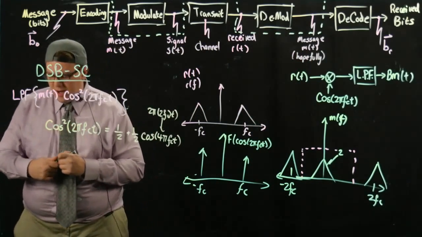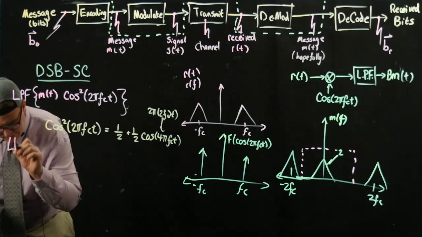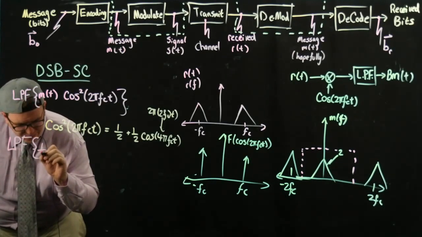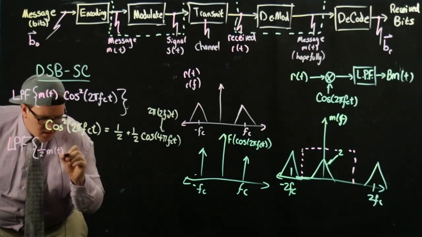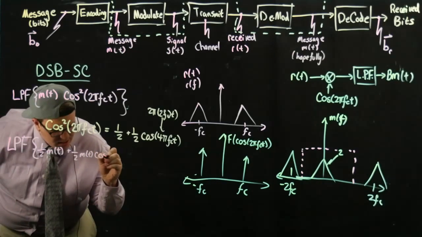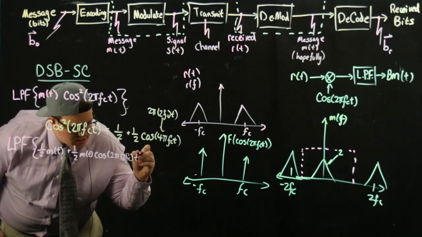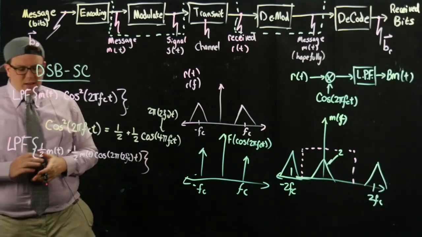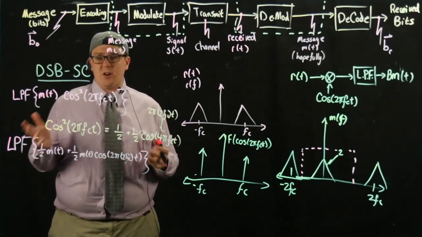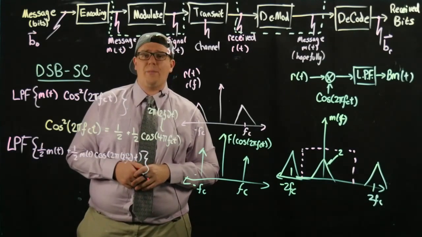So let's plug this in, and we end up with the low-pass filtered version of 1/2 m of t plus 1/2 m of t cosine of 2 pi 2fc t. Now let's apply the low-pass filter. We're assuming that the low-pass filter's frequency was chosen smartly such that it gets rid of higher frequency things. When we talk about higher frequency, we mean stuff beyond 2fc.